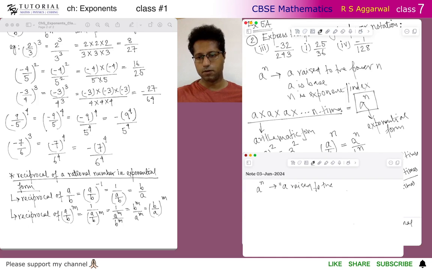So it is b to the power n divided by a to the power n, and this could also be written as b by a raised to the power n.